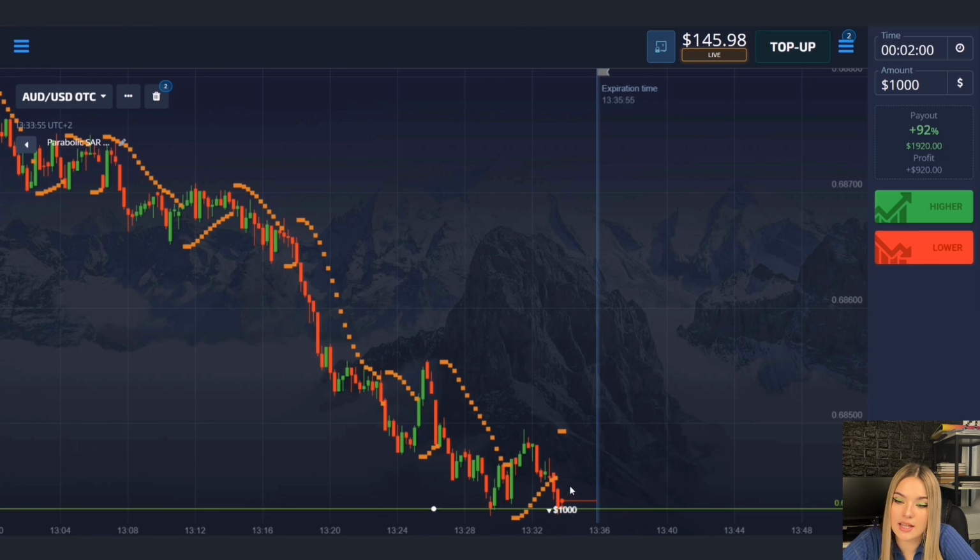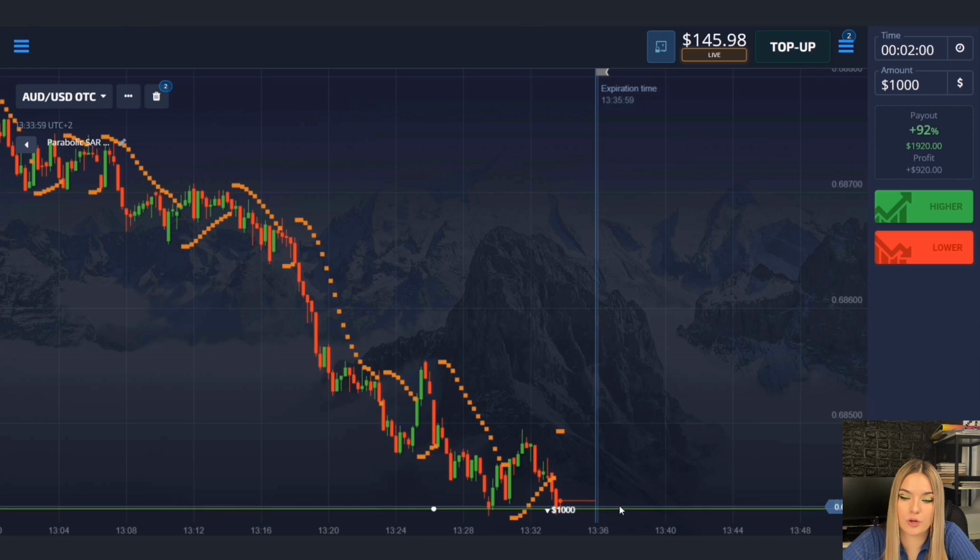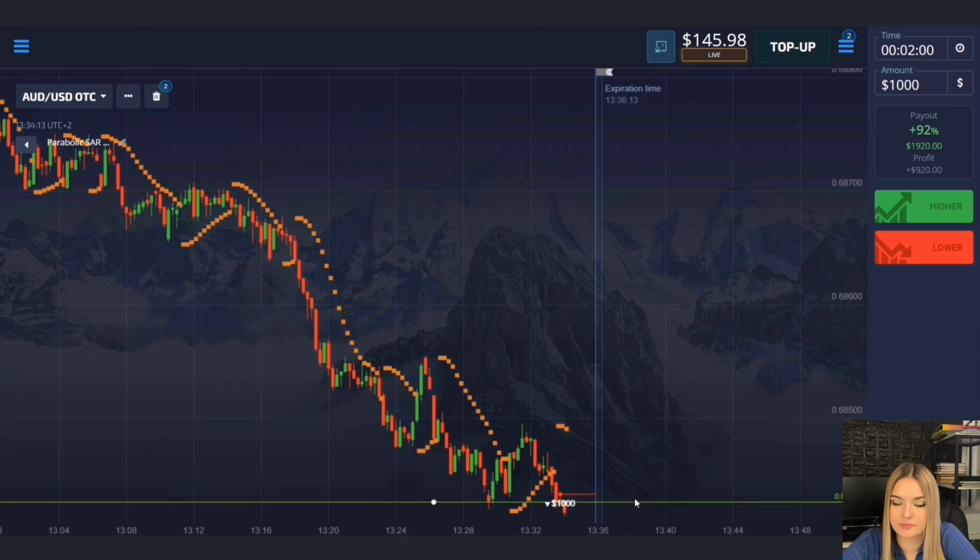I think that this level will be broken in the near future because the price here also has an excellent potential for a decline. 2 minutes also with a margin taking into account possible pullback. So friends, let's wait for the end of our deal.